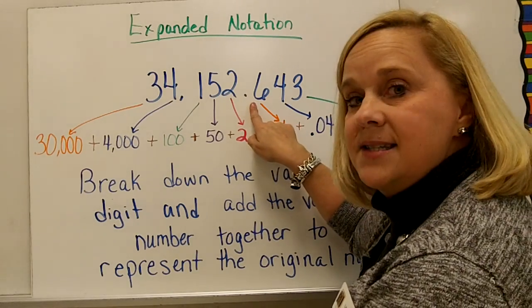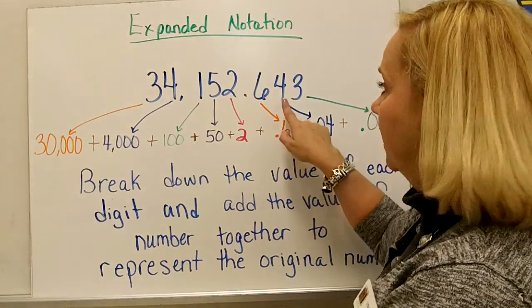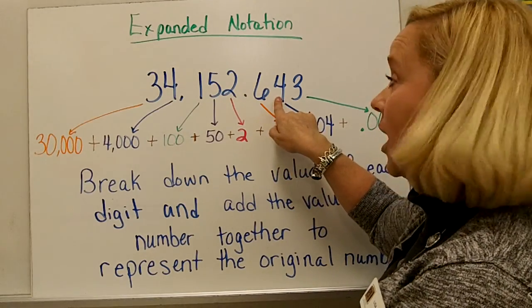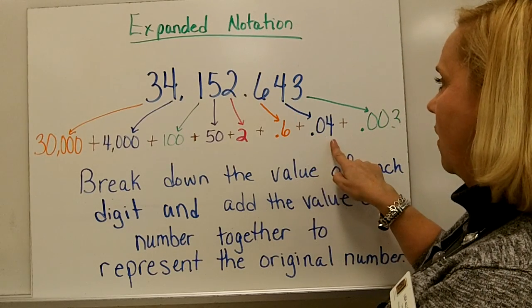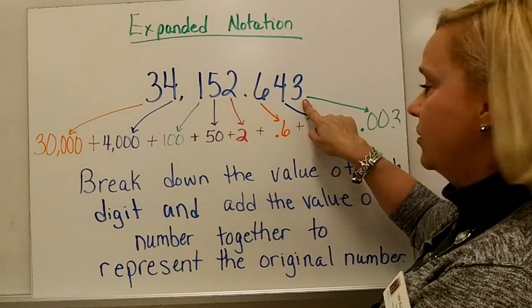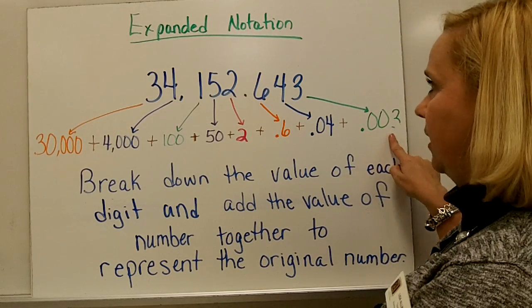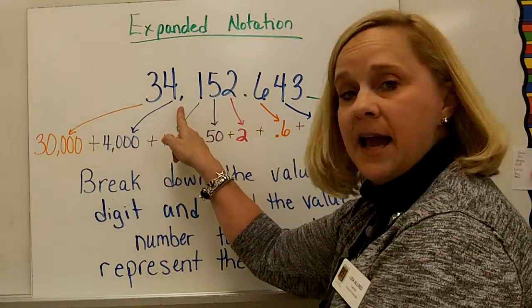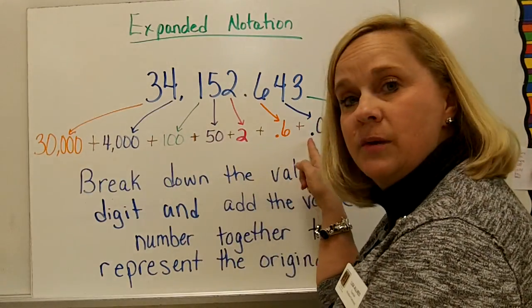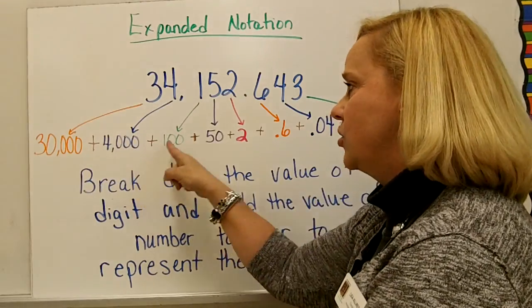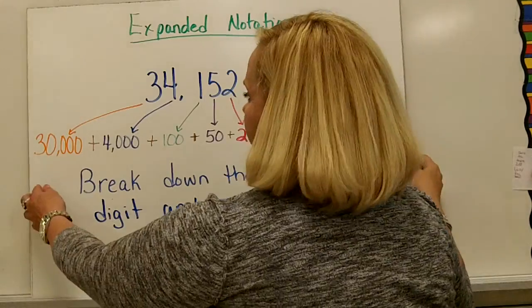How do you write 6/10? Decimal point 6. Plus decimal point 04. And 3/1000, I'm going to add that, decimal point 003. So this is how to take a larger number and break each digit down into its value by adding each value together to equal the larger number.